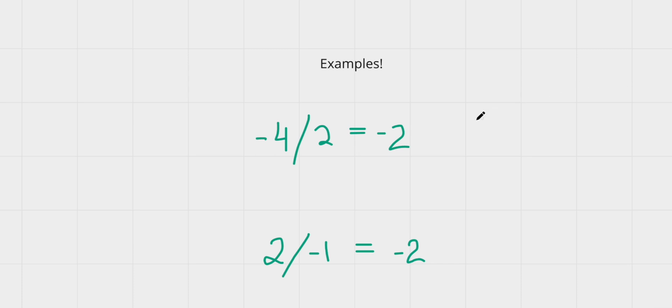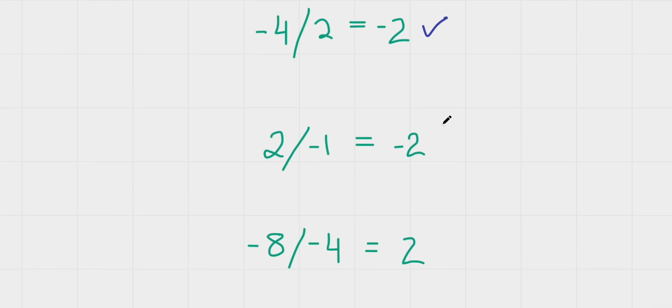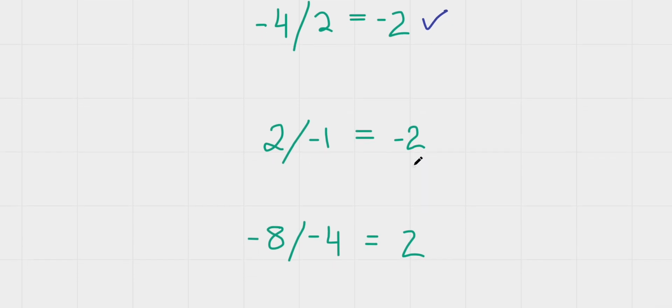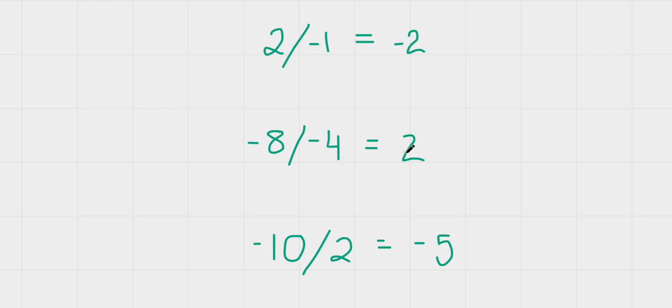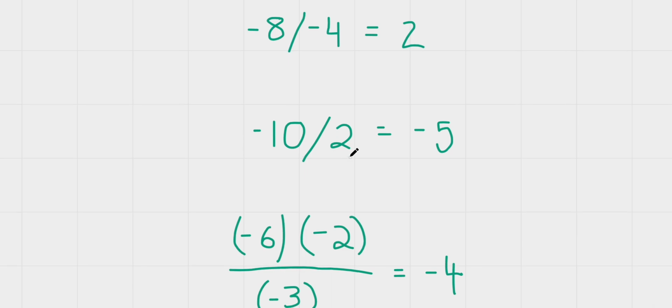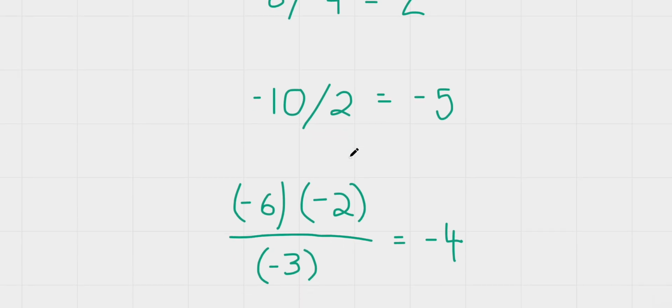Let's look at some examples. So we already did this one. We have 2 divided by -1, which is -2. 2 negatives equal to positive, so -8 divided by -4 is 2. -10 divided by 2 is equal to -5. Negative divided by positive is equal to negative.